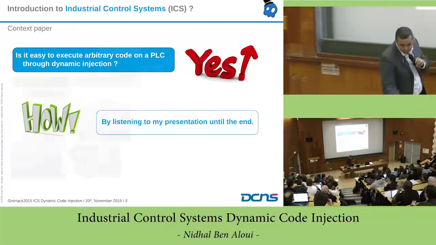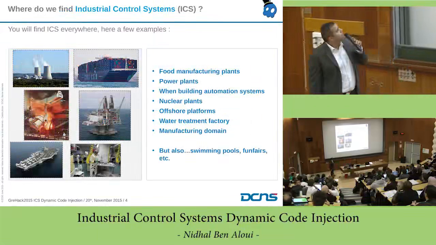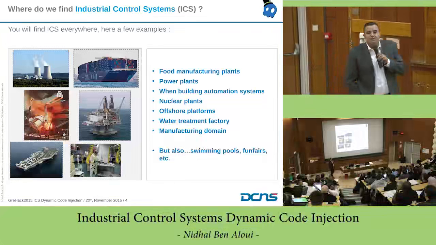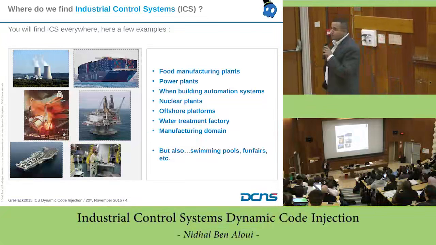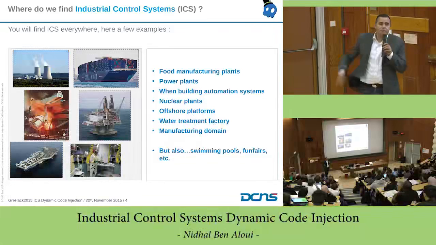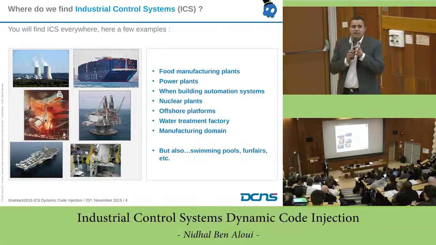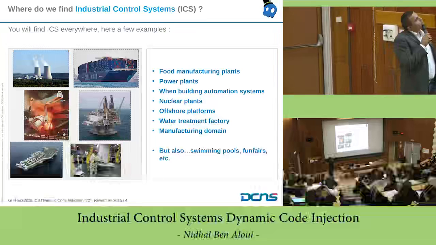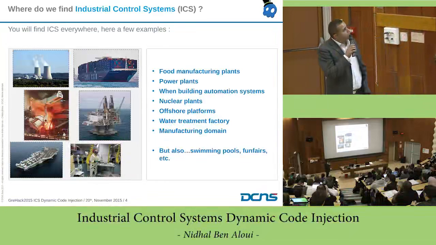So where do we find the ICS and what is an industrial control system? The industrial control system, or SCADA, is a system which gives the possibility to communicate with equipment by remote action, using a distant channel and a specific protocol. We can find ICS in many industries.